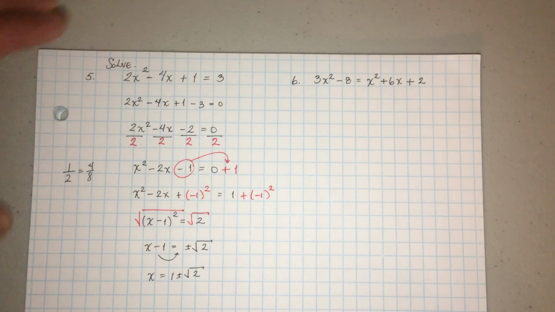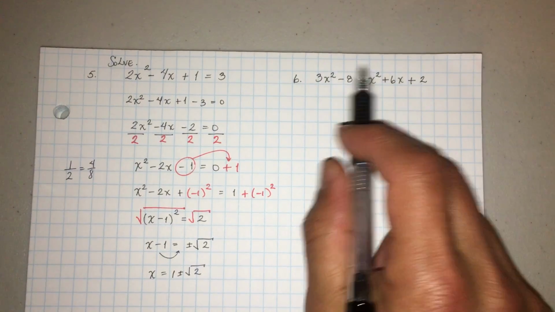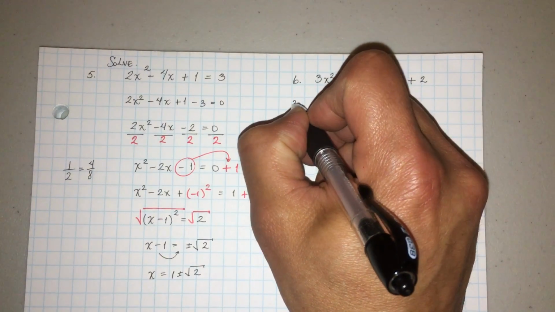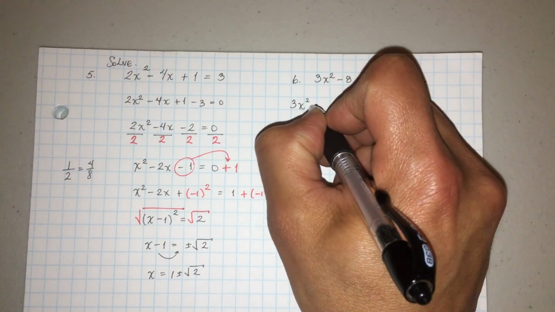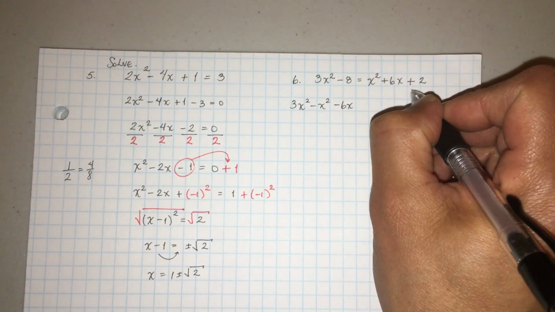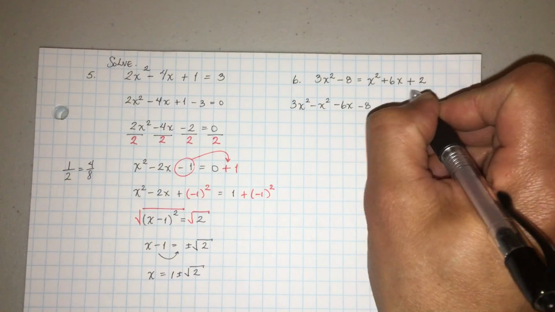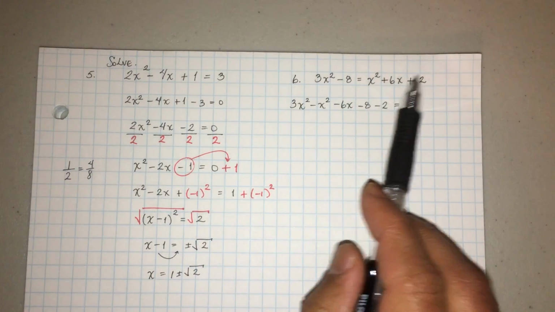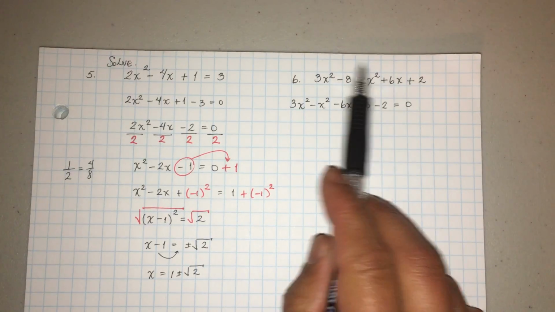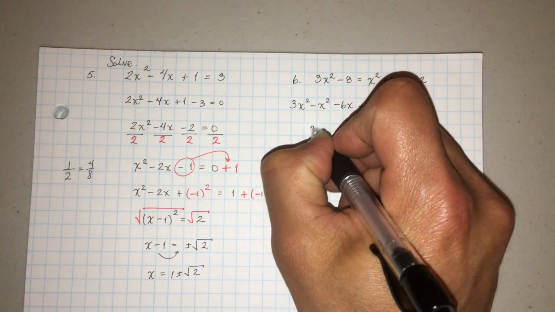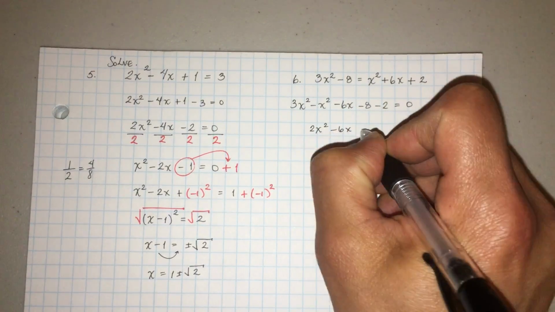Okay. Number 6, I want to combine the terms, so I'm going to bring all of this to the left-hand side. So I'm going to take the x squared to the left so that way I can have a positive. So let's see, I have 3x squared minus x squared, and then positive 6x becomes a negative 6x, and then you have negative 8, and then you bring the 2 over, becomes a -2, you have your equals and a 0. So all I did was send everything to the left-hand side and put it in order. So now when I do the math, I get 2x squared minus 6x minus 10.